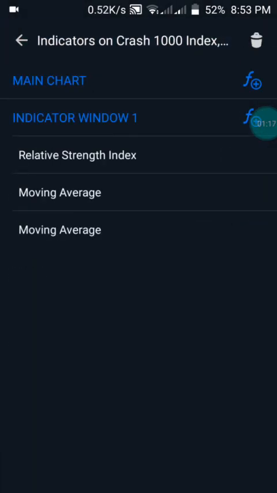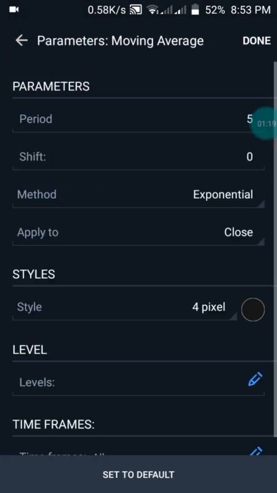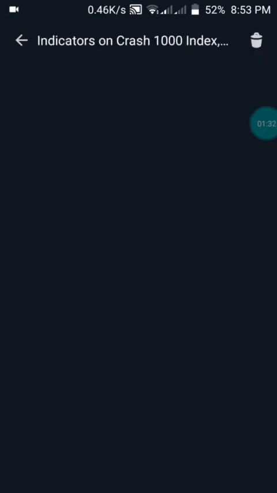So we have our moving average, the second indicator that we need to know. The period is 5, the shift is 0, the method is exponential, applied to open, and the style is in black color. Then you can press done.